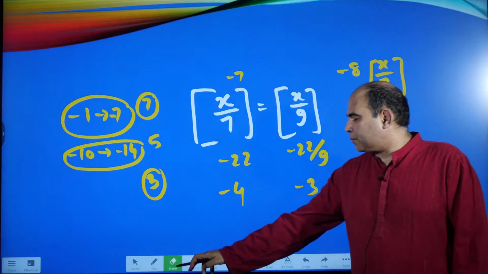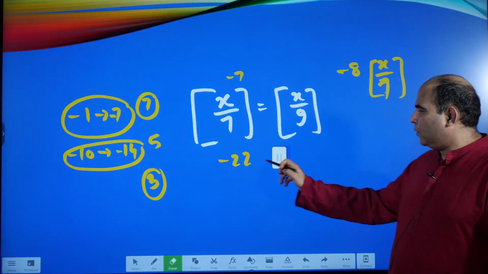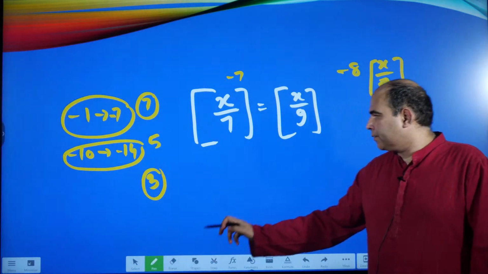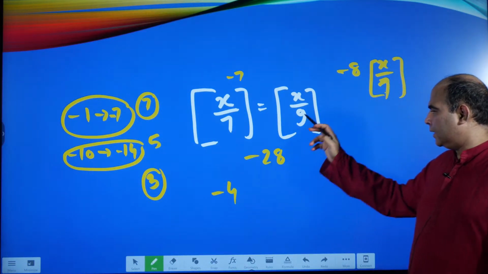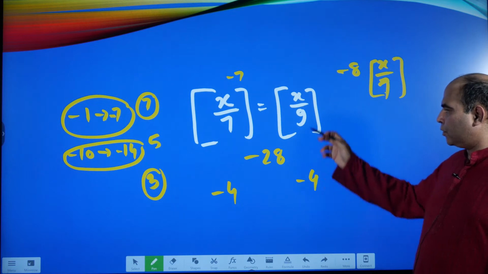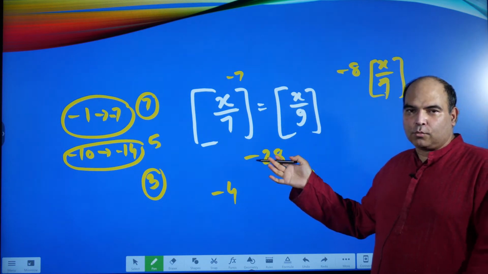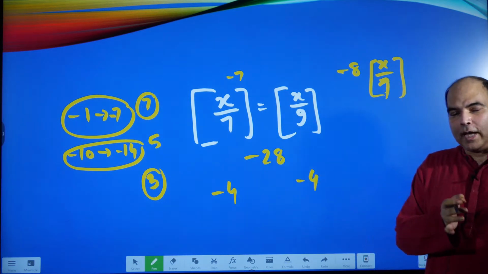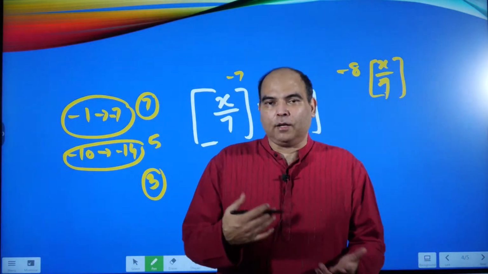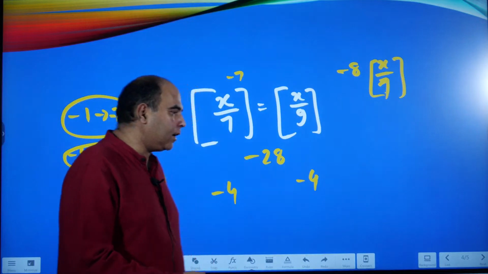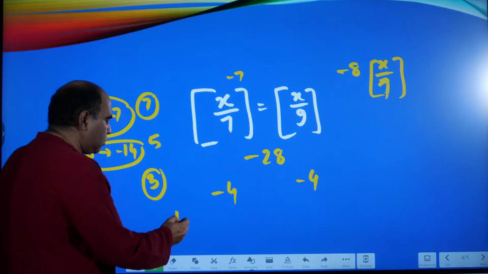So if you try to spot that, there's only one such value, and that's minus 28. At minus 28 this is still minus 4, and this crosses over to minus 4, because this is minus 28 by 9, so minus 3.11, which will be taken as minus 4 on the GIF function. And after minus 28, there will be no more solutions in this, which you can check and understand. So there's one more solution here.